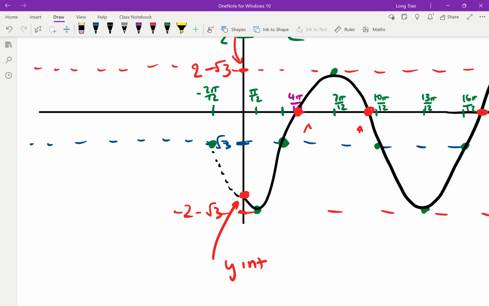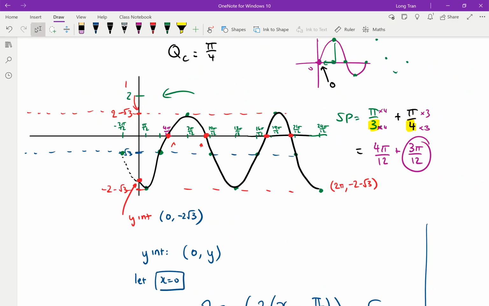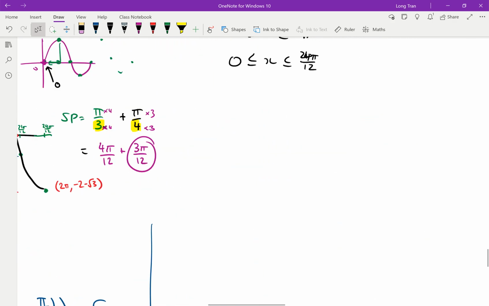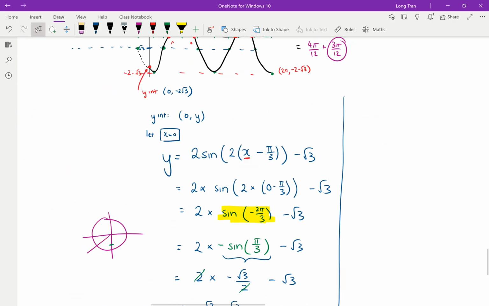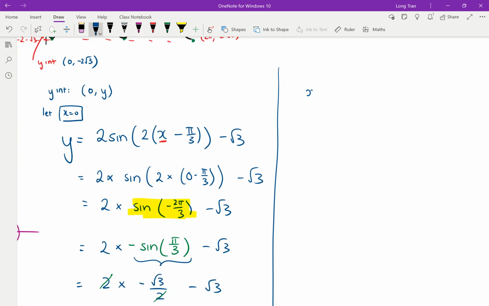The y-intercept should be now at, when x is 0, negative 2 root 3. Okay, so I've got my y-intercept. I need my x-intercepts now. All right, so x-intercepts, there should be 4 of them, and this is what makes it tricky, but I'm going to show you how I do it. So here we go, x-intercept. How do I find the x-intercept? Let y equal 0.